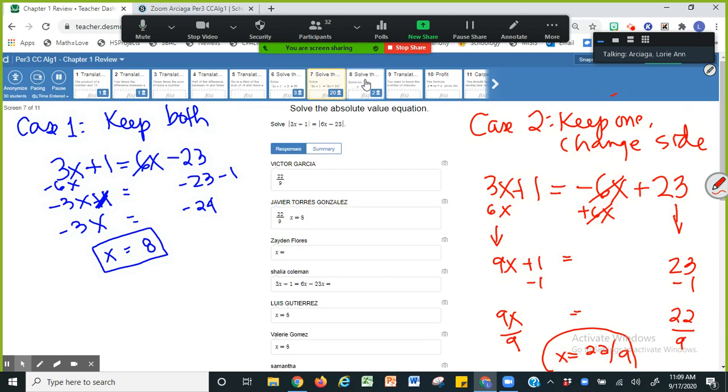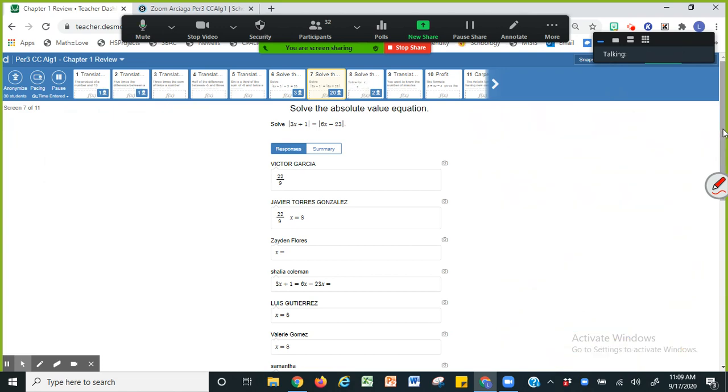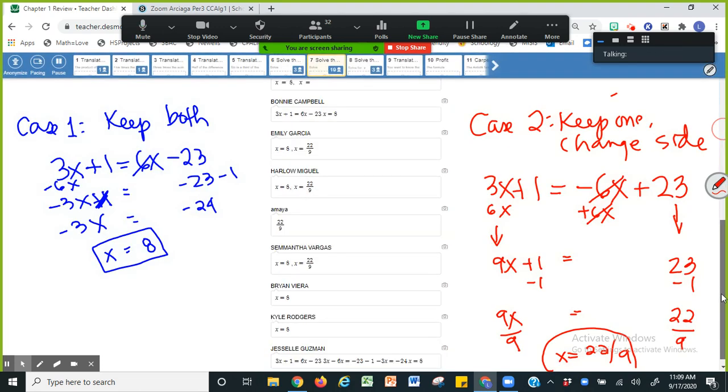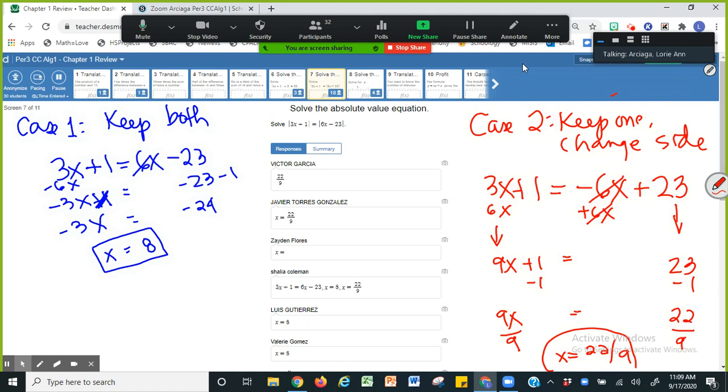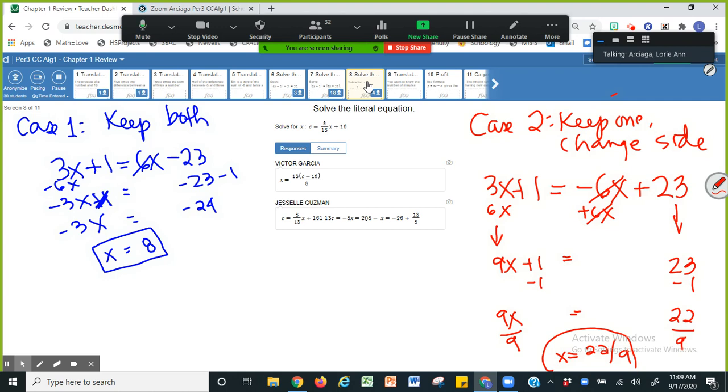Okay, next. I can see most of you are done. Okay. So if you wrote only one answer, please go back and fix that later on. Let's move on to number 8. Nice one. Okay. I'm going to take a picture if you need it. I'm going to erase it in 5 seconds.